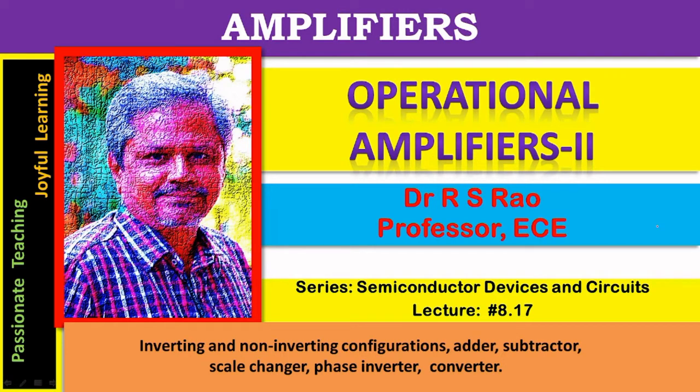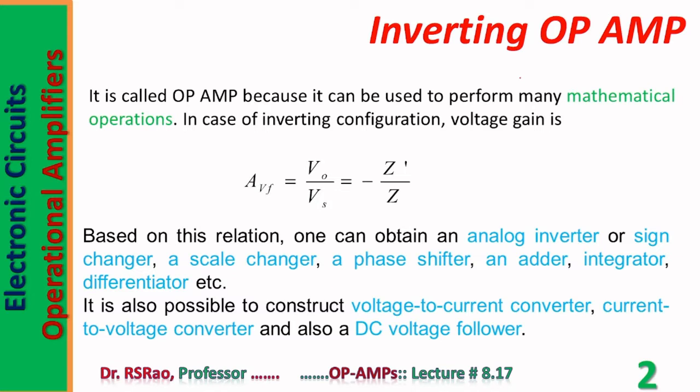This is the second part of the session on op amps. In this part, we focus on how the op amp is able to perform mathematical operations. Let us start with the inverting mode of the op amp. Op amp is called op amp because it can be used to perform mathematical operations. Hence the name operational amplifier.